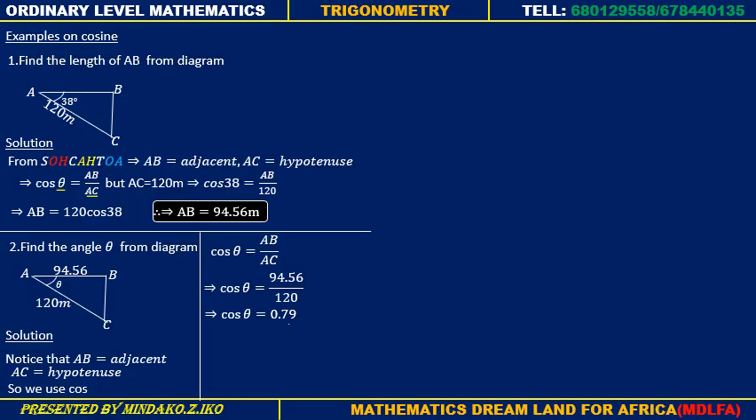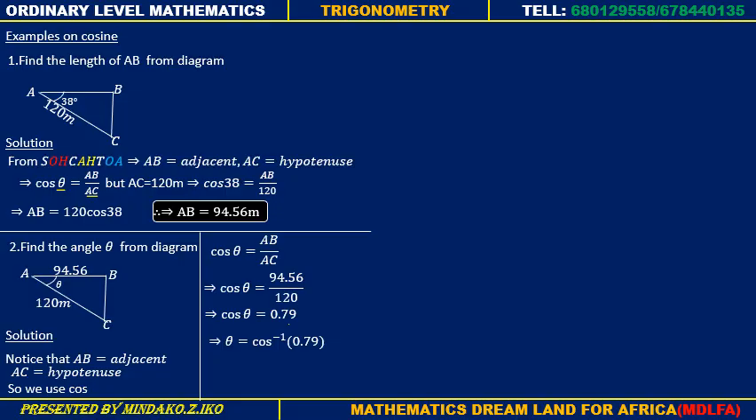We are going to look at cos inverse of this answer. Cos inverse means you take your calculator and put in the cos inverse of this answer, such that theta equals cos inverse of this answer. Take a calculator and do it like that.